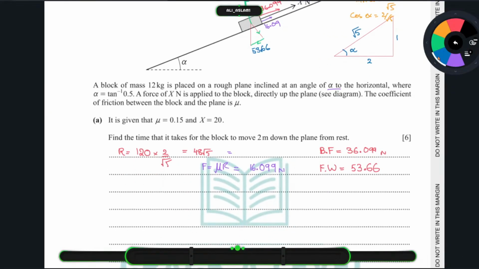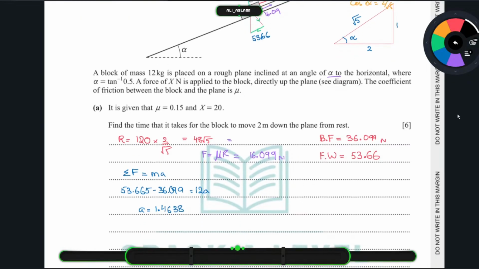Meaning we can calculate the acceleration. That is, resultant force is equal to ma. Resultant force is 53.665 minus 36.099 is equal to 12a. So 53.66 minus 36.099, that is 17.56, and divided by 12, that becomes 1.4638.